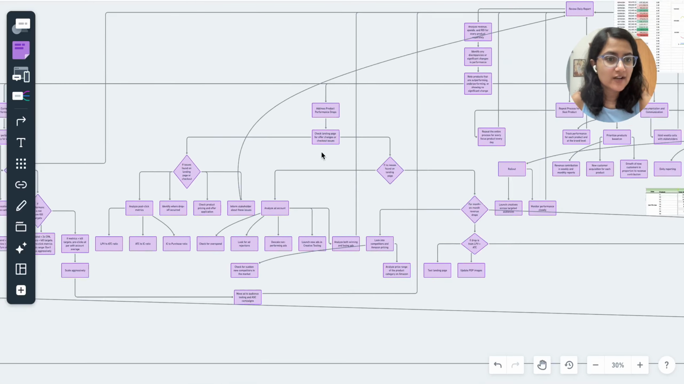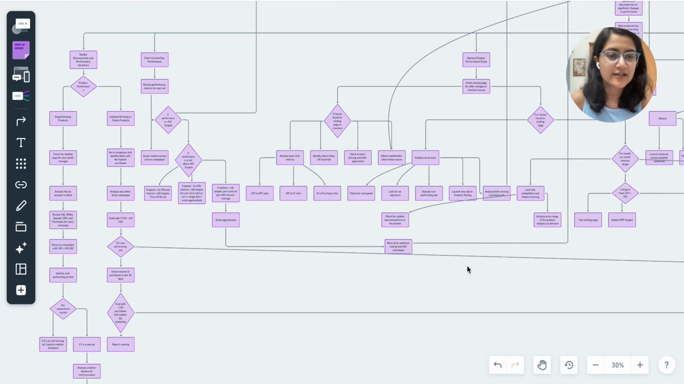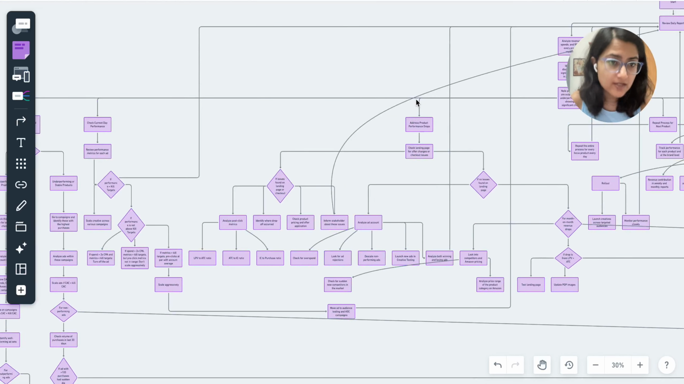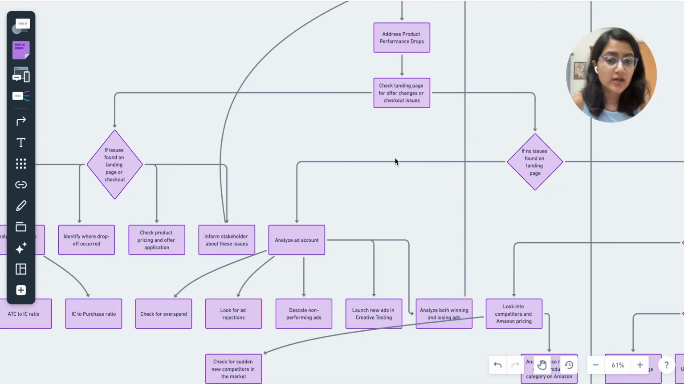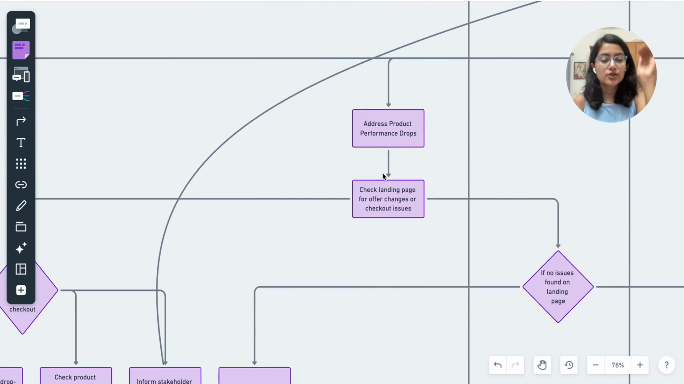Once we are done with the creatives, we look at the product. Suppose a particular product has noticed a sudden drop, it's not just what was happening in the ad account that matters. In order to understand the drops, you need to go ahead and check your landing page as well.